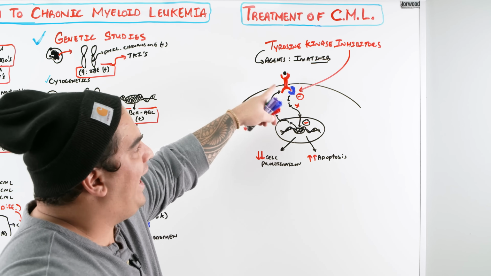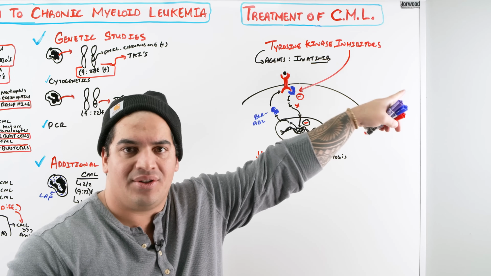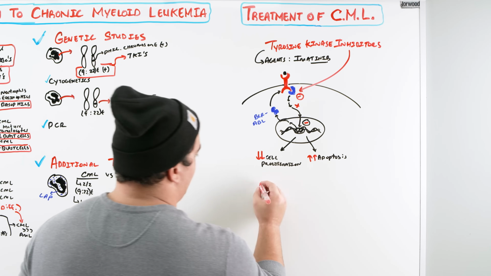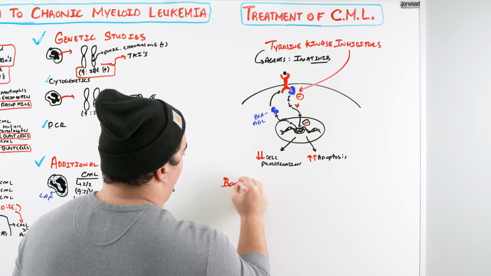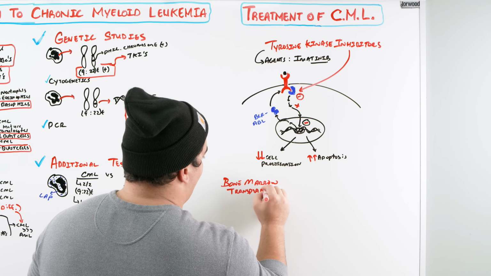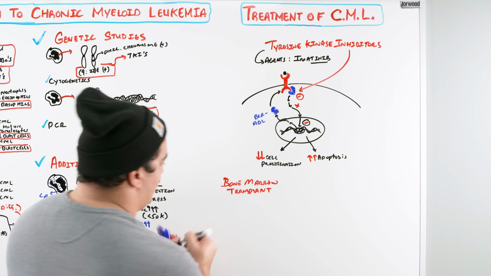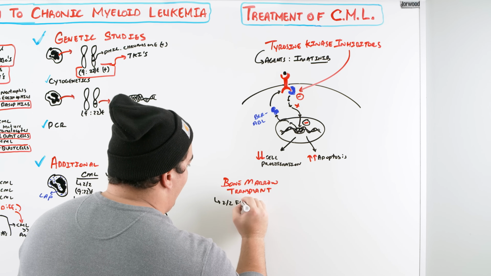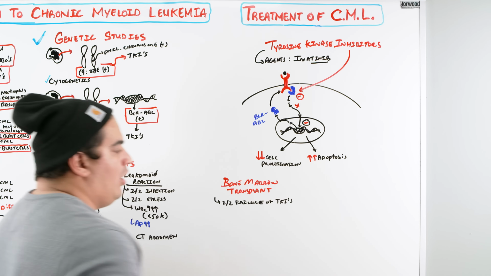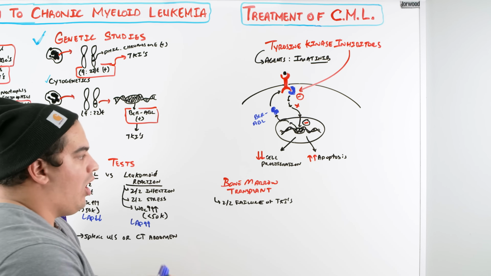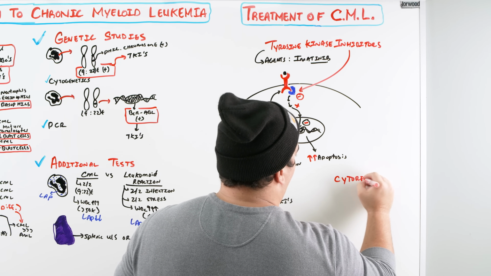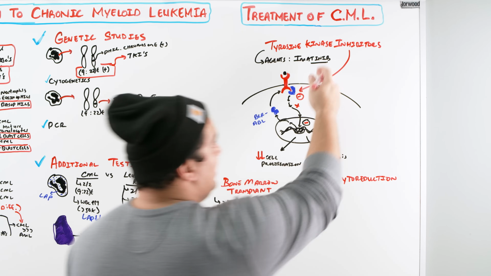Now, if patients fail tyrosine kinase inhibitors, then you can move on to something called a bone marrow transplant. So the other option that exists for these potential patients is a bone marrow transplant, and this option is usually secondary to failure of TKIs. The last potential thing that I want to talk about here is something called cytoreduction. Obviously the TKIs would be one way.